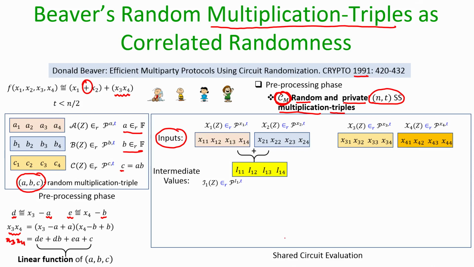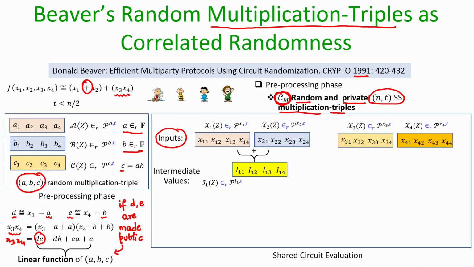Why a linear function of A, B, and C? Assuming I make D and E public somehow, if D comma E are made public, then x3 times x4 is a linear function of A, B, and C with D and E serving as the linear combiners, because you have D times E which is anyhow public, you have D times B, you have E times A, plus you have 1 times C.